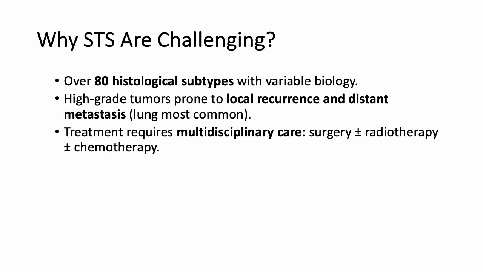Why are soft tissue sarcomas a challenging case for us? Because there are varieties of histological subtypes with variable biology, with variable treatment as well. High-grade tumors are usually prone to local recurrence and distant mets, lung being of course the most common, and the treatment requires multidisciplinary care with surgery plus or minus radiotherapy and then chemotherapy.